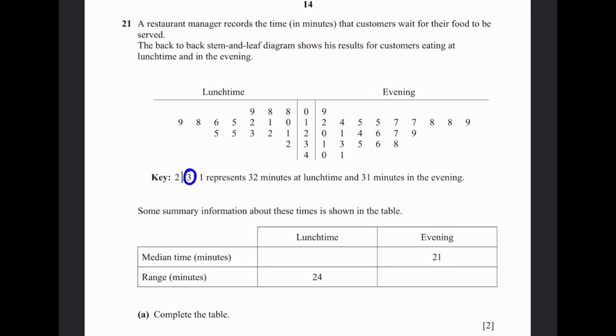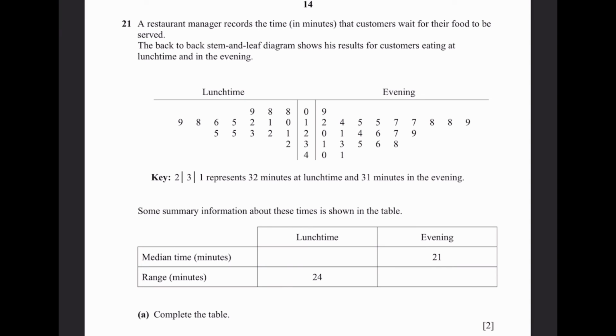So the middle is always the tens digit. In this case, the column here. And then these are the ones digits. Well, you might ask, how can there be so many ones digits? There are many different customers, so different timings are there. So first, let's see some summary information about these times, shown in the table over here.